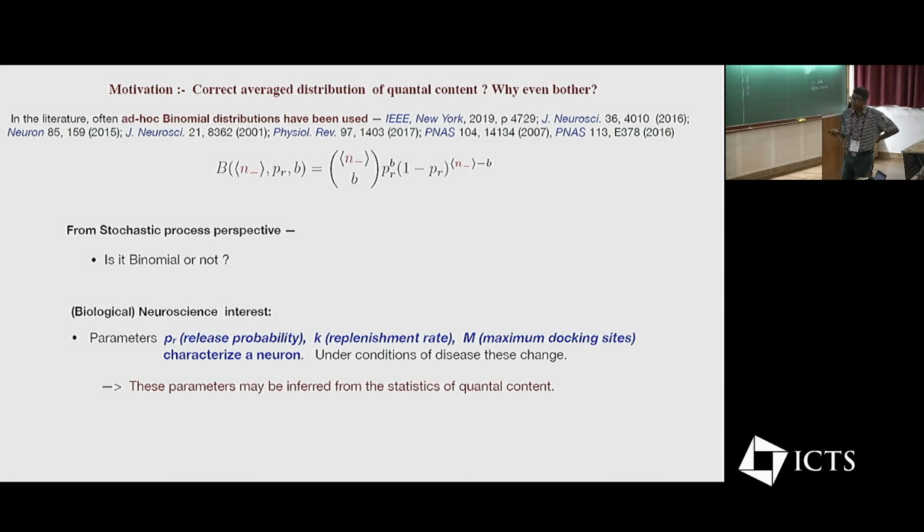But there is a very important neuroscientific interest in this. You see, if you can find the right statistics, then the moments or distribution will depend on these parameters, and these parameters actually characterize a type of neuron. So if the neuron is diseased, for example, these parameters will change. So you can actually measure the moments experimentally, compare them, extract these constants, and then comment whether the neuron is healthy or not healthy.